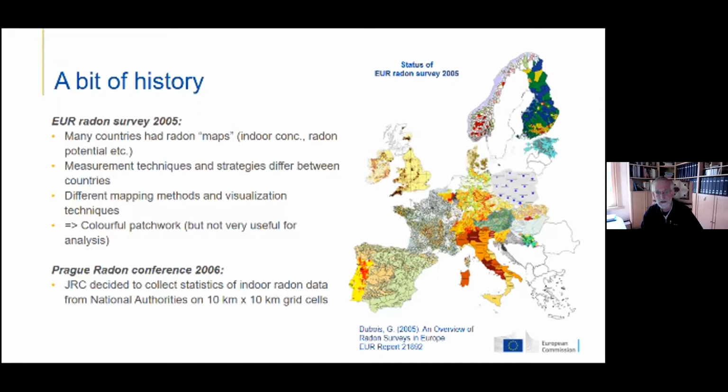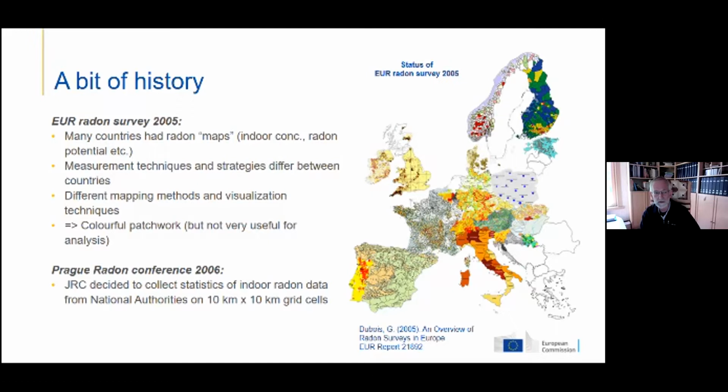And this is not a criticism of the countries themselves. Of course, this is the result of a national situation. But what could be said was that on an international level, the harmonization and the collaboration could be improved. It was also the use of different mapping methods and visualization techniques in order to present results on a national level. And all these reasons resulted in a very colorful patchwork, which you can see on the right-hand side of the slide, which may indeed be quite attractive as a view, but it's not really very useful on an international level for doing analysis.